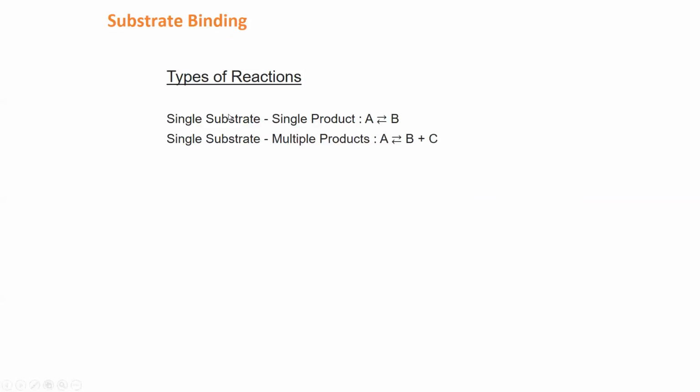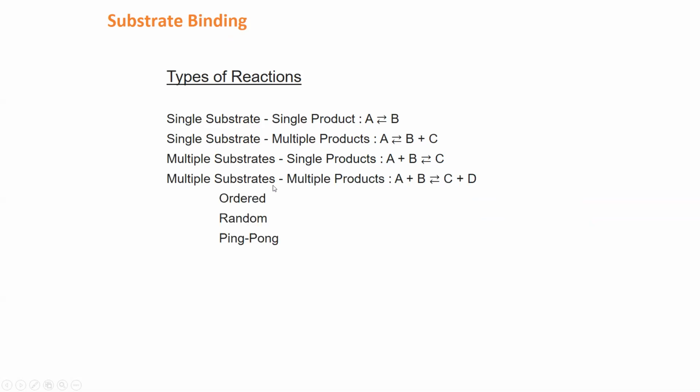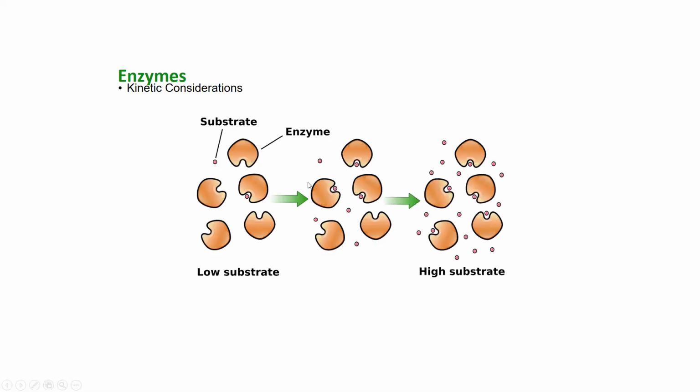So in the types of reactions, you can have a single substrate that will give you a single product, a single substrate that can give you multiple different products, multiple substrates that will give you a single product, and sometimes multiple substrates that will give you multiple products. The enzyme will do the exact reaction, just make it faster. It will not affect or change the reaction.